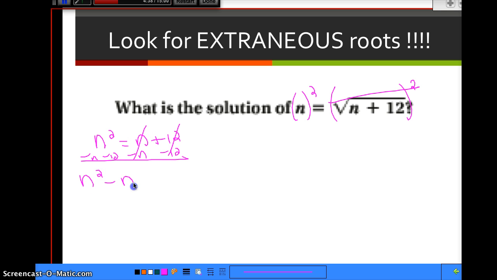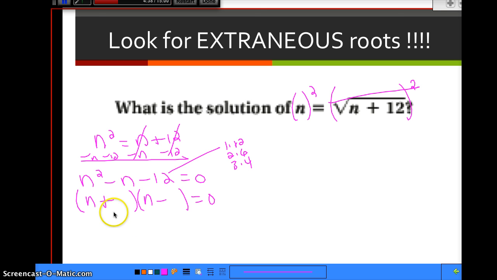n squared minus n minus 12 equals 0. Let's see if this is factorable. Remember, the quadratic formula always works, so if you ever get frustrated on a test, you can always go quadratic. The factors of 12 are 1 and 12, 2 and 6, 3 and 4. Because I picked different signs, I have to be able to subtract off to get to my middle term of 1. That's the 3 and the 4.